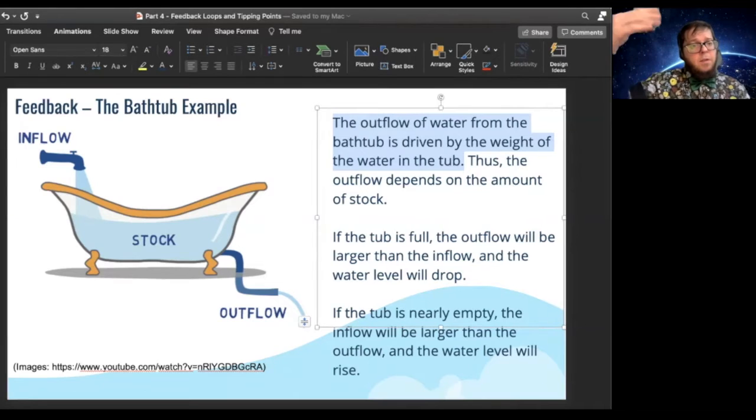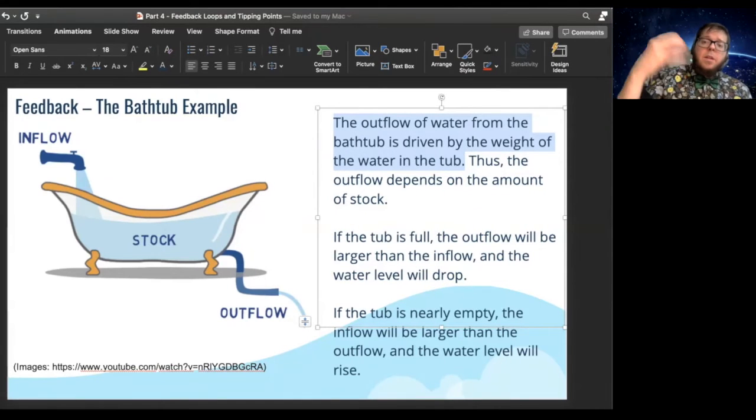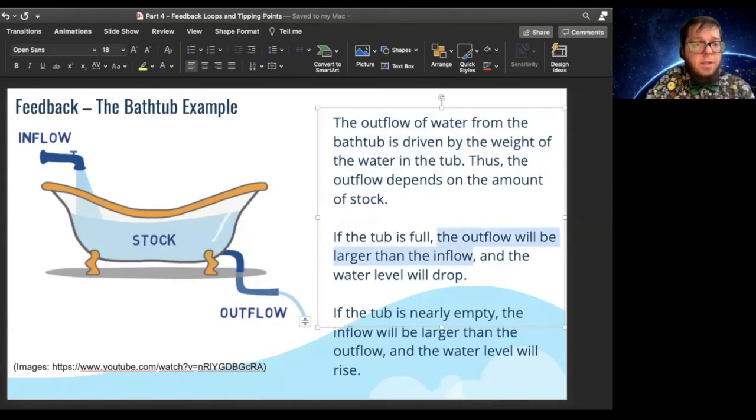The more water there is in the tub, the harder it's going to push on the water at the bottom, and the faster the water will flow out. Therefore, the rate at which the water leaves the tub depends on how much water is already in the tub. If the tub is full, the outflow will be larger than the inflow, and the water level of the tub will drop. There will be less water in the tub.